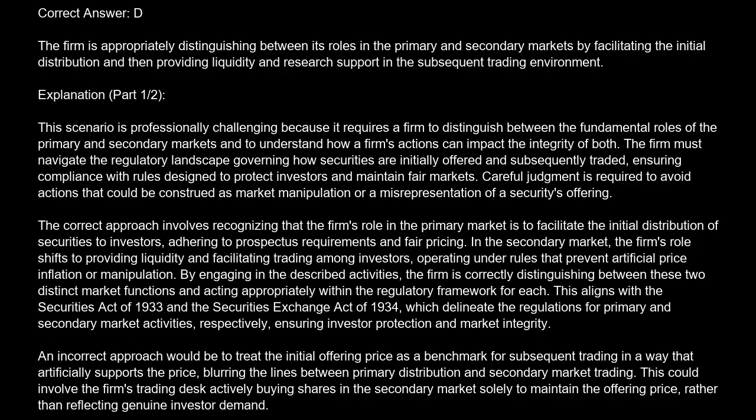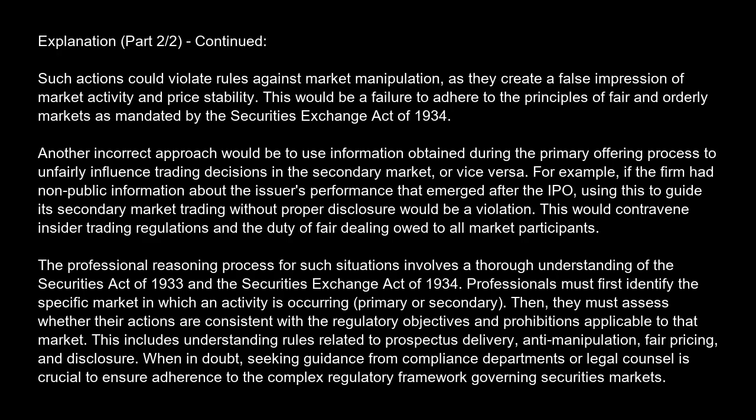An incorrect approach would be to treat the initial offering price as a benchmark for subsequent trading in a way that artificially supports the price, blurring the lines between primary distribution and secondary market trading. This could involve the firm's trading desk actively buying shares in the secondary market solely to maintain the offering price, rather than reflecting genuine investor demand. Such actions could violate rules against market manipulation, as they create a false impression of market activity and price stability. This would be a failure to adhere to the principles of fair and orderly markets as mandated by the Securities Exchange Act of 1934.